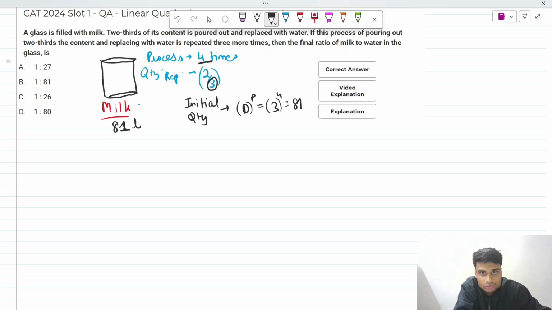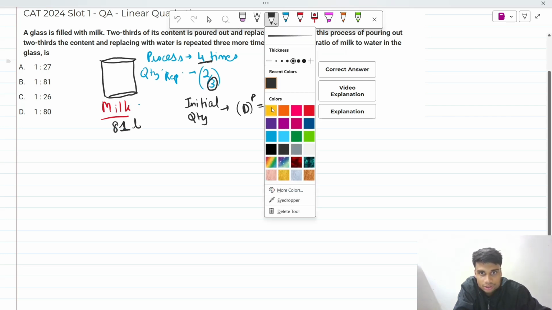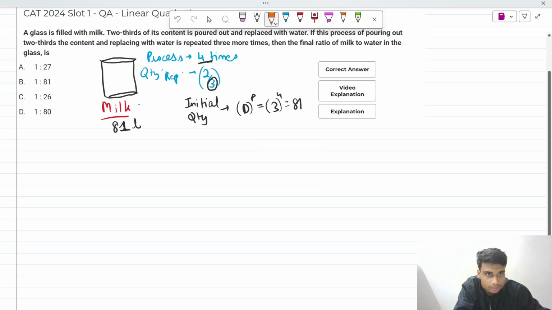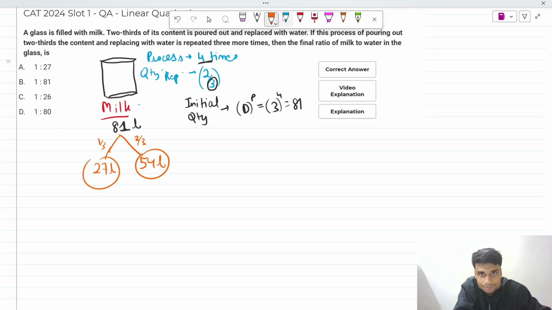Now let's solve this further. If we consider that initial milk is 81 liters, then if two-thirds of the milk is replaced, two-thirds of 81 is 54 liters, and the remaining one-third is nothing but 27 liters. So this milk is replaced with what? Water. But this is the leftover milk.